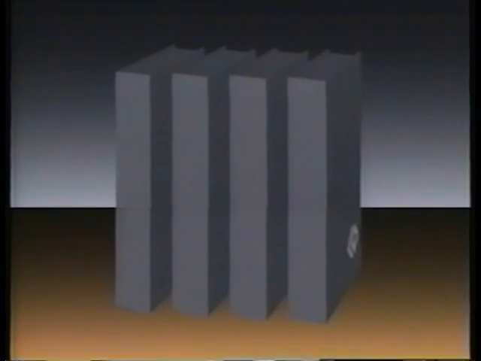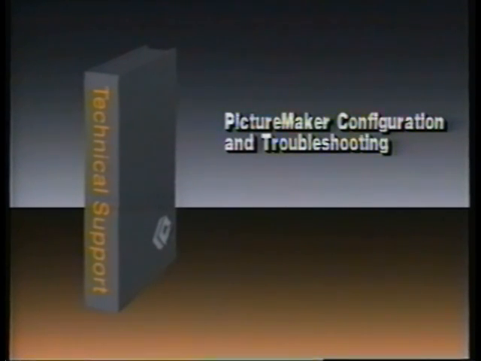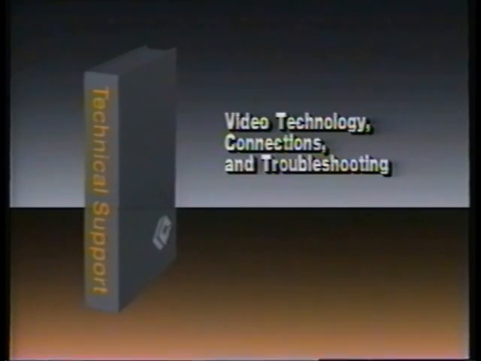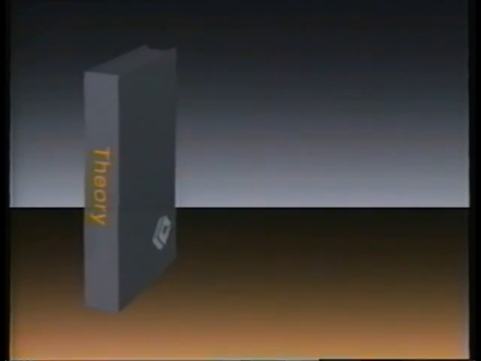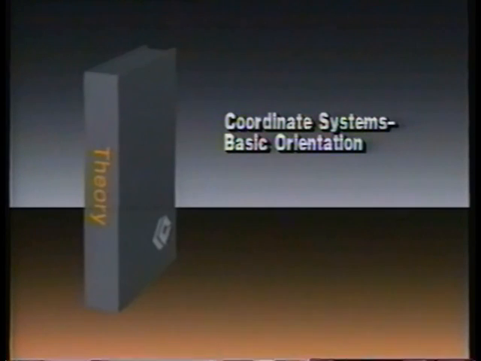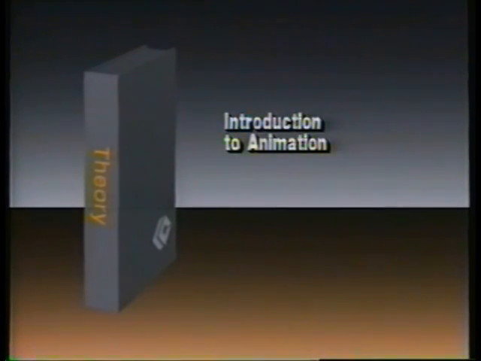The series of tapes is divided into 4 sections. The first set of tapes will help you understand and configure the components of your Picture Maker system. They will also provide you with an overview of the operation and applications of the recommended peripheral video equipment. The second set of tapes presents the theories behind the creation and animation of 3-dimensional models using the Picture Maker. Here, we'll explain how models are created and discuss the coordinate systems in which the models are constructed and viewed. We will also discuss surfaces, colors, and lighting, and introduce you to the basics of 3D animation.